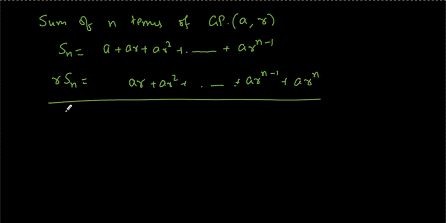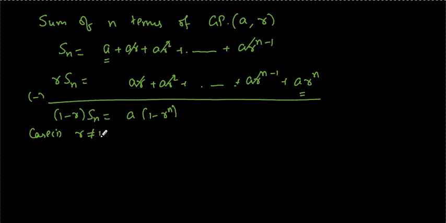If I subtract these two equations, we get 1 minus R into Sn is equal to, these two will get cancelled, and so on. The only surviving terms are these two terms. So we get A into 1 minus R power n. Now let us look at two cases.